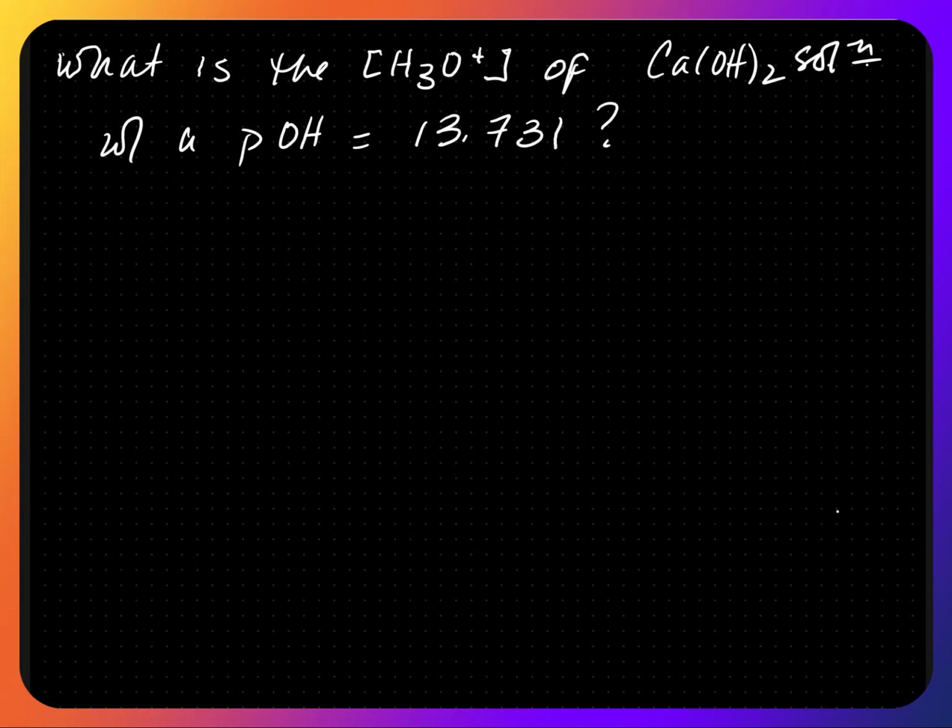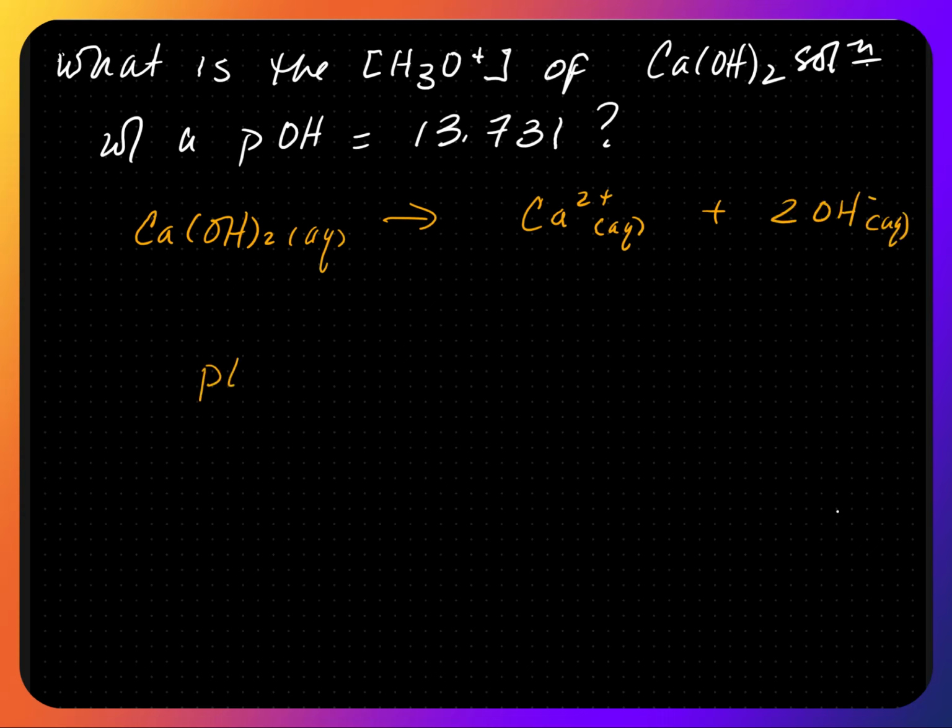What is the H3O plus concentration of calcium hydroxide solution with a pOH of 13.731? First thing we do is rewrite an equation. Since calcium hydroxide is a strong base, it's going to dissociate 100%. So calcium hydroxide (aq) will break into Ca2 plus (aq) plus 2 OH minus (aq). So pOH is equal to negative log of OH minus.